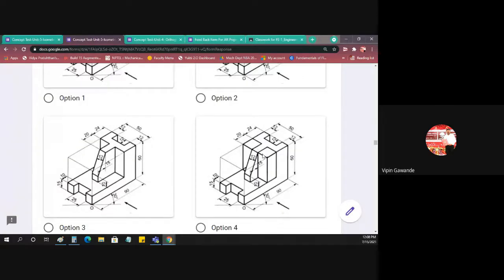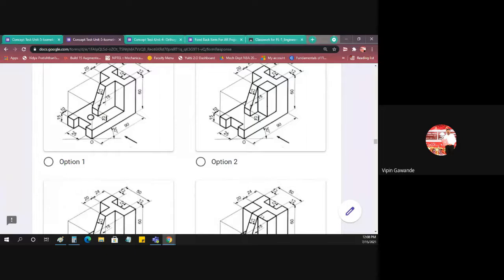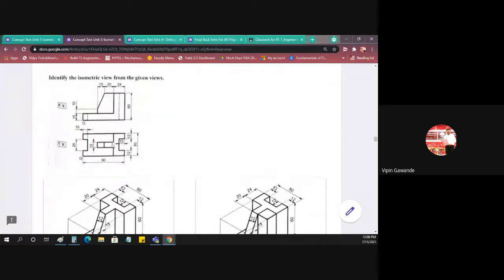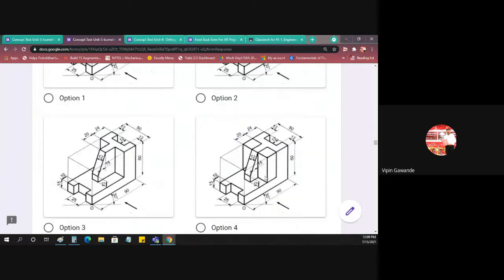Now in the fourth option, there are two rectangles attached to this part, but in top view these two rectangles are not shown. There are no rectangles here. So this is not the correct option. The fourth one is not the correct option. So what is the correct option? The correct option is option number 3. So this is the correct option for our problem.